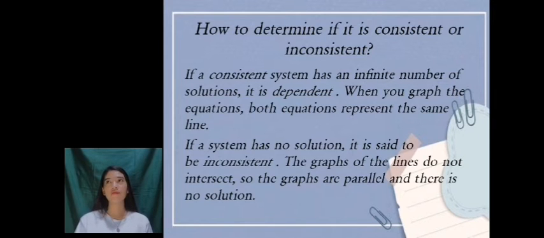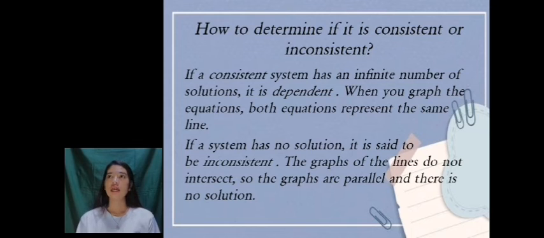As you can observe in the previous slide, we can say that it is inconsistent if the graph does not have the same line and they do not intersect. Bale, when we graph the two linear equations, the result will be that they do not intersect each other, but they are parallel lines.